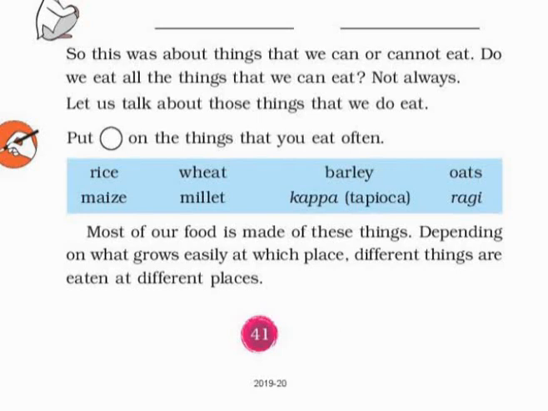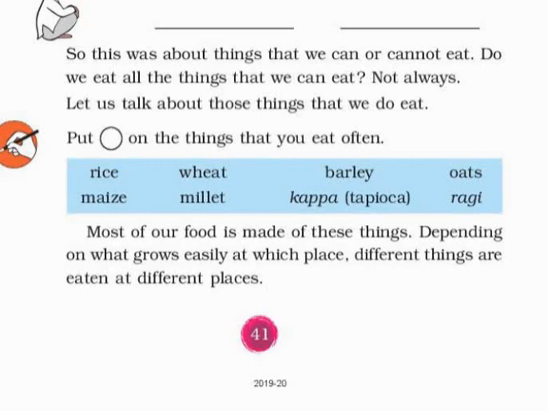Now you have to put circles on the foods that we often eat, like rice, wheat, barley, oats, maize, millet, ragi. Out of these cereals, you have to circle only those that most of us eat, like rice, wheat, barley. All other cereals are seldom eaten by us. Most of our food is made of these things.